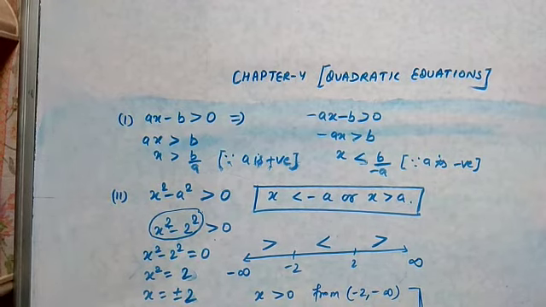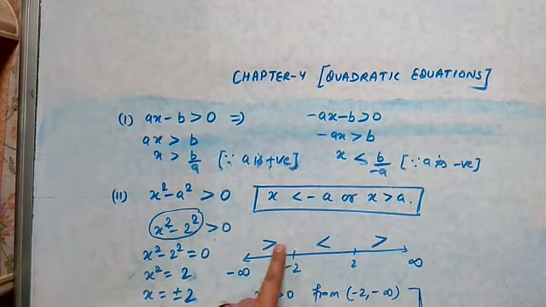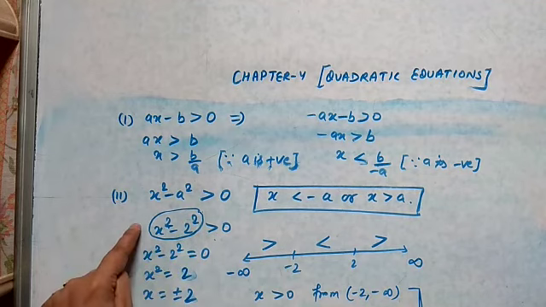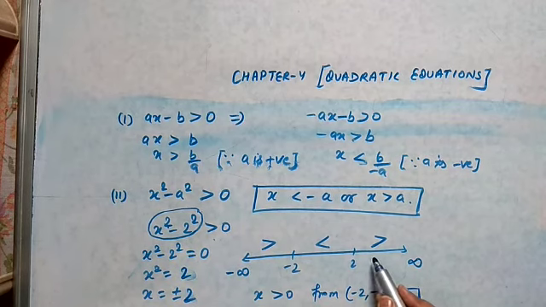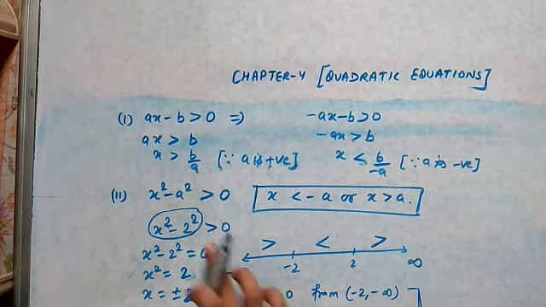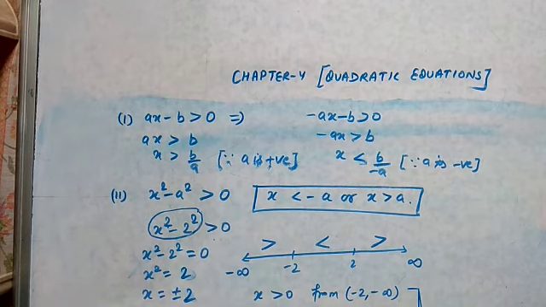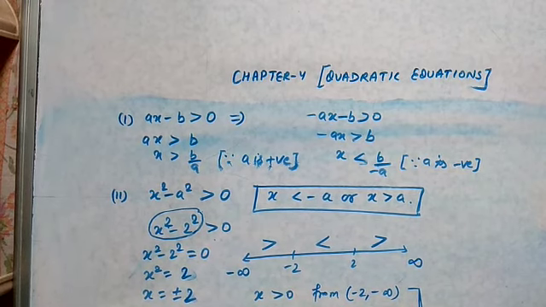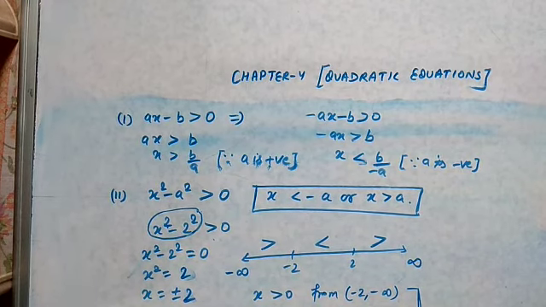minus 2. Okay, when x has a value less than minus 2, when it goes smaller than minus 2, we get the value of this expression greater than 0, so it will be x less than minus 2 on this side. And when we take x greater than 2, we will also get a positive value. So x is greater than 2. These two are the answer. Okay, I'm explaining some more in the next video.